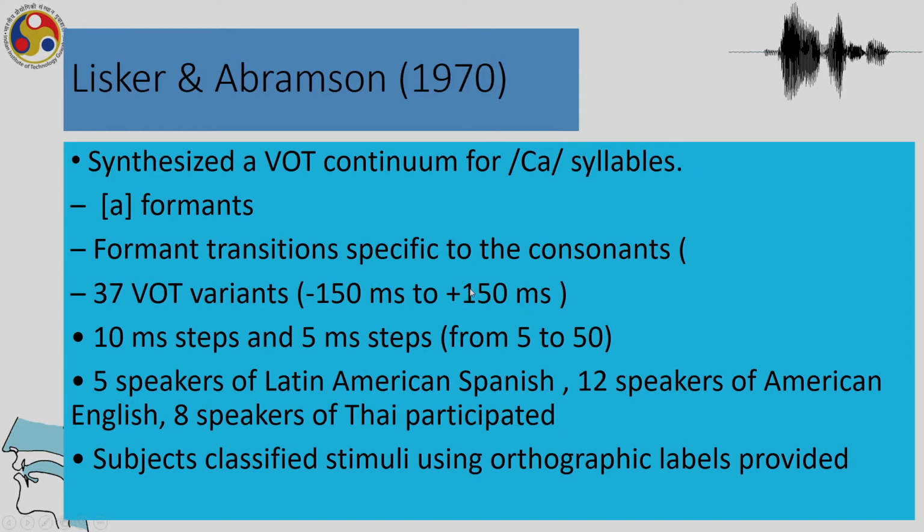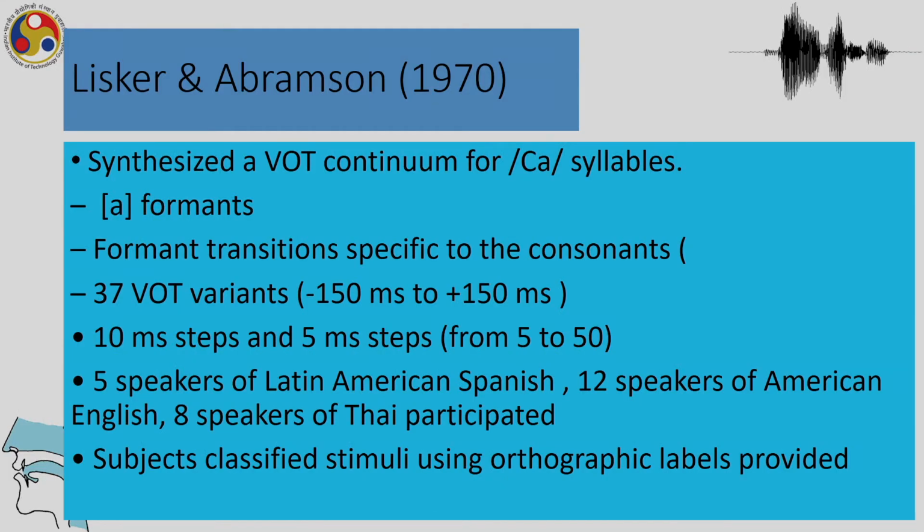given to participants to hear. So there were 10 millisecond steps as well as 5 millisecond steps, and 12 speakers of Latin American Spanish, 12 speakers of American English, and 8 speakers of Thai participated. And subjects classified stimuli using orthographic labels, as we had discussed. The way forced identification experiments are conducted is based on orthographic labels, where participants are asked whether a sound is ba or pa.